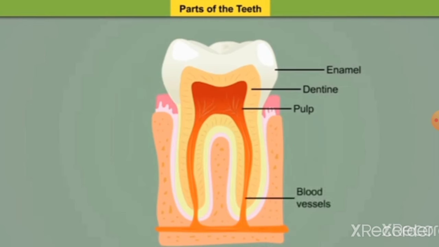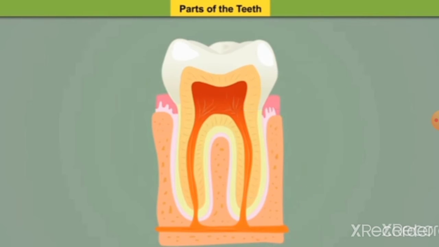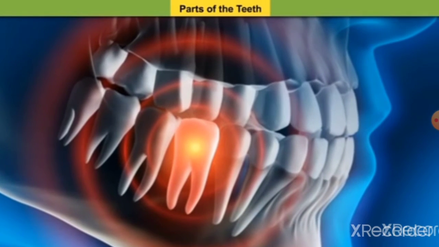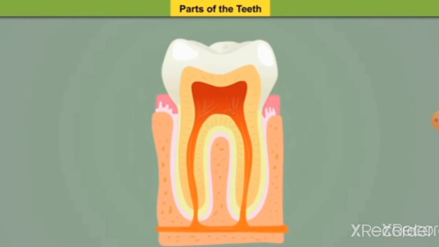Pulp contains blood vessels that supply nutrition to the tooth. It also has a network of nerves which help in feeling the sensation of pain, heat and cold. The pulp is further connected to the root of the tooth that remains embedded in the jawbone.